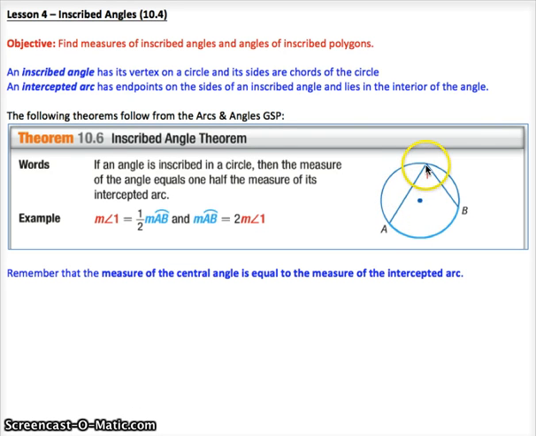You notice the vertex of the angle is on the circle, and then when we make an angle from any vertex on a circle, the rays of that angle are going to intersect the circle in two places, and then there's an arc that's on the interior of that angle. And those things have names.